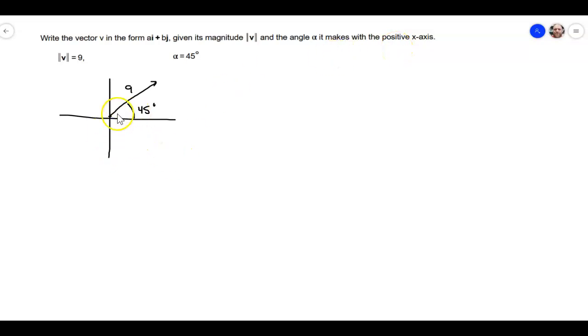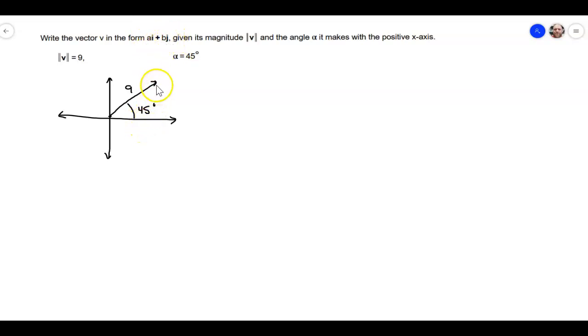So I drew a quick sketch here of what that meant. That means you start with the positive x-axis here, and we're going to go 45 degrees counterclockwise. That's what the angle means. And then we go a magnitude of 9 in that direction, and we're going to end right there. So they want us to write this vector in ai plus bj form.